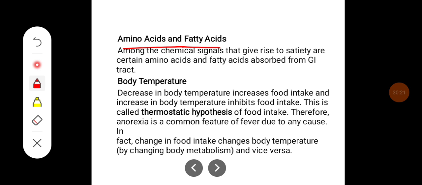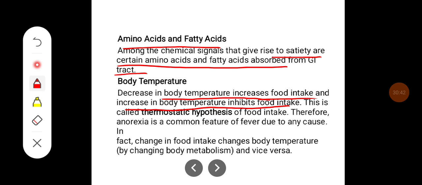Amino acids and fatty acids. Among the chemical agents that give rise to satiety are certain amino acids and fatty acids absorbed from the GI tract. Body temperature: a decrease in the body temperature increases the food intake, and an increase in the body temperature inhibits the food intake. So this is called the thermostatic hypothesis of food intake. Therefore, anorexia is a common feature of fever due to any cause. In fact, a change in the food intake changes the body temperature and vice versa.